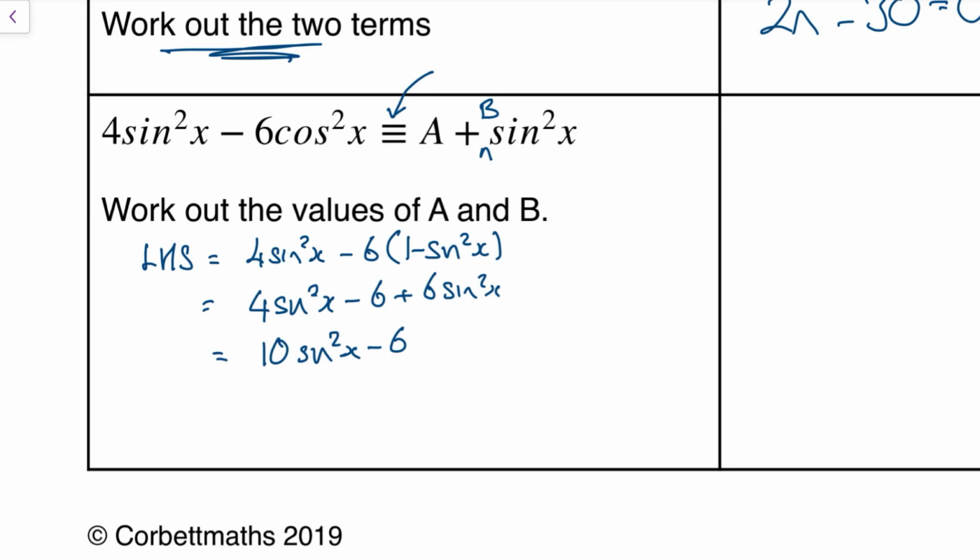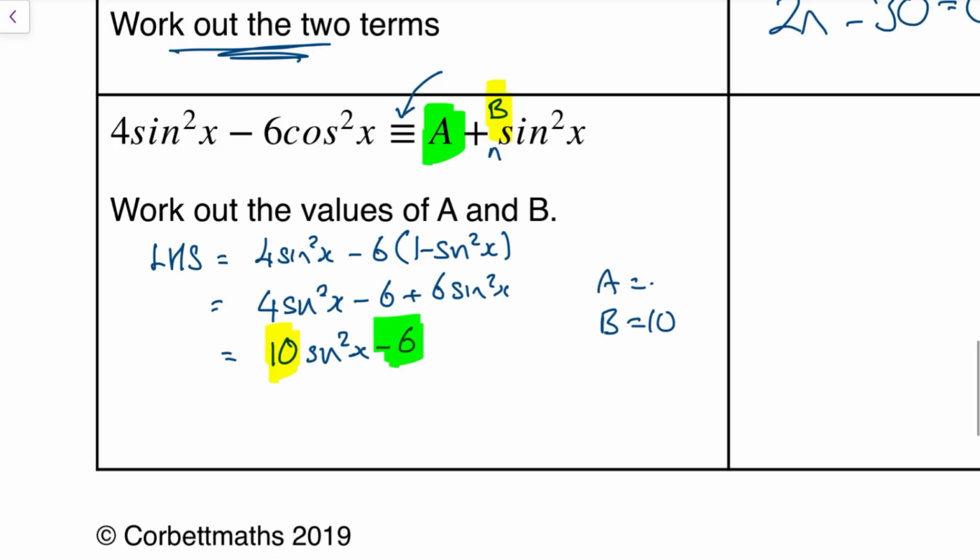And let's just compare. So if we look at the sine squared x, I've got 10 and b, the b that I've had to make up, which means that it must be the case that b is equal to 10. And if I look at my numbers on their own, I've got minus 6 here, which means that a is equal to minus 6. And I'm happy with that. I think it's just unfortunate that b was missing from the question. But either way, it's a good question.